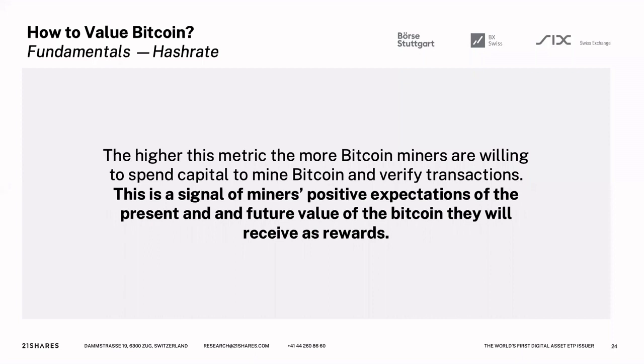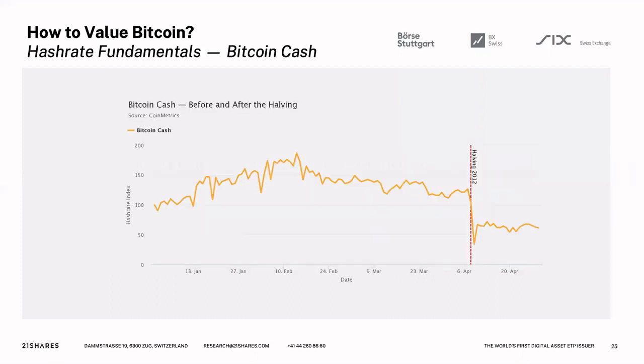So as I said before, the higher the metric is, this suggests that miners are willing to spend more capital to mine Bitcoin and verify transactions. And when we understand what incentive miners have for verifying transactions, it's namely that they know they're going to be rewarded in Bitcoin. So we can understand that a higher hash rate metric means that miners have positive expectations of the present and future value of the Bitcoin they will receive as rewards. Even if they know they'll receive X amount of Bitcoin today when they mine, they also know that potentially they could hold this Bitcoin for a longer period of time and the price would appreciate. So I think we're going to give two examples.